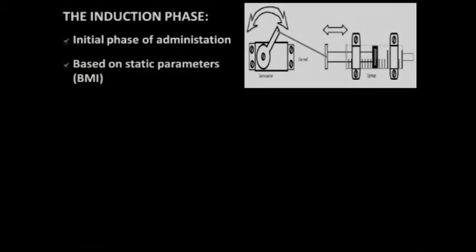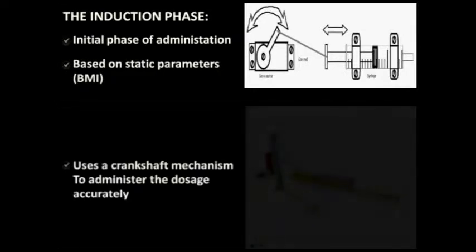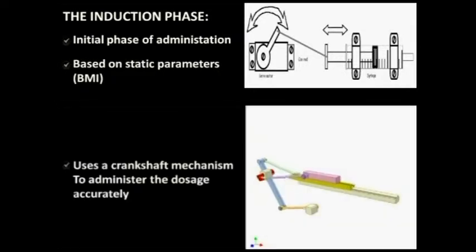There are two stages of anesthesia administration, the induction phase being the initial phase used to put the patient to sleep and is determined by static parameters like the age and body mass index. Precise induction of the anesthetic is achieved by using a crankshaft mechanism as shown.